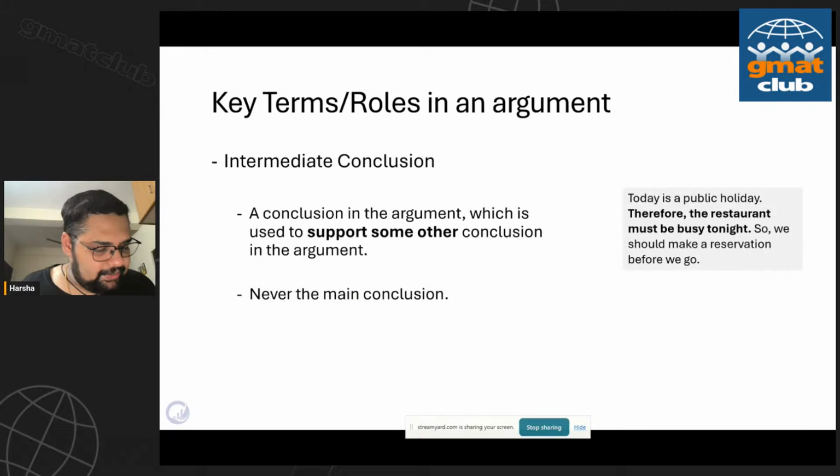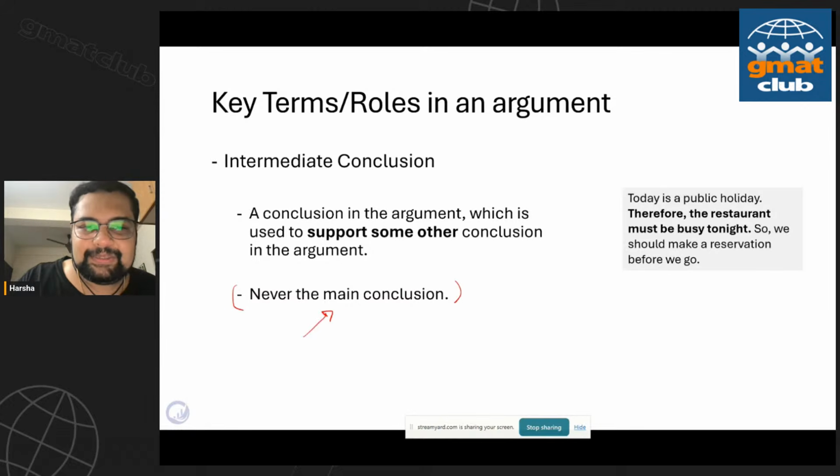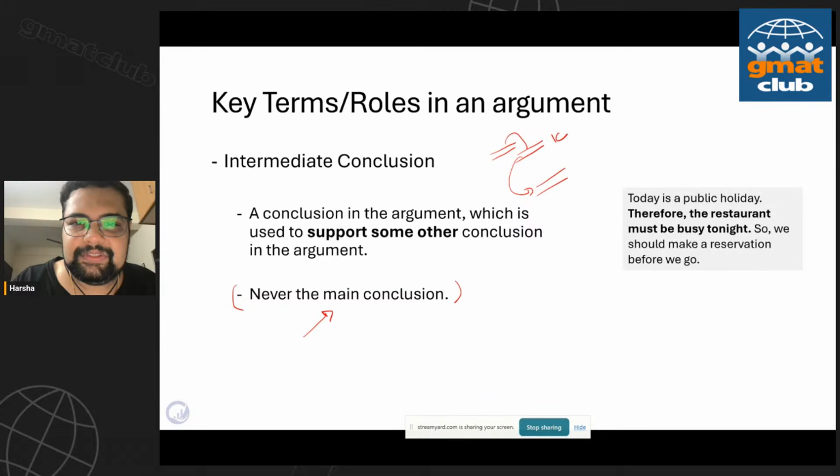Now let's come to what Jack is also talking about, intermediate conclusions. Now, intermediate conclusion, as the name suggests, one way to quickly remember it is it's never the main conclusion. It is some intermediate conclusion that exists in the argument. It's typically supporting some other conclusion. So based on some premise, I might make some conclusion. Now this conclusion, if it somehow supports some final conclusion, this would be my intermediate conclusion, and this would be my main conclusion. That's all there is to it.